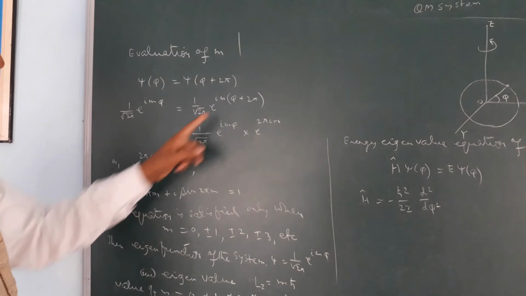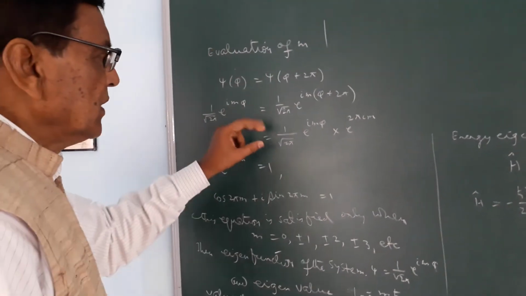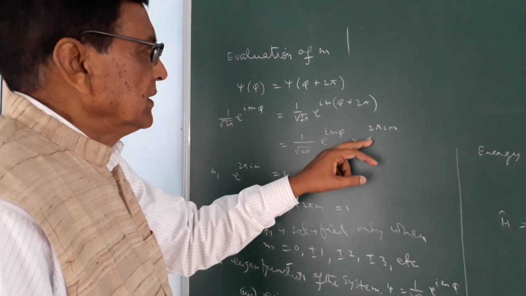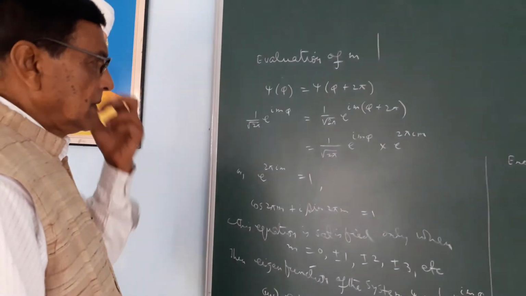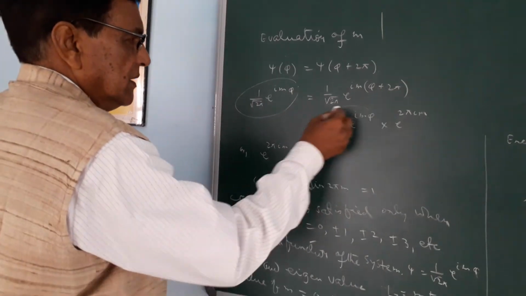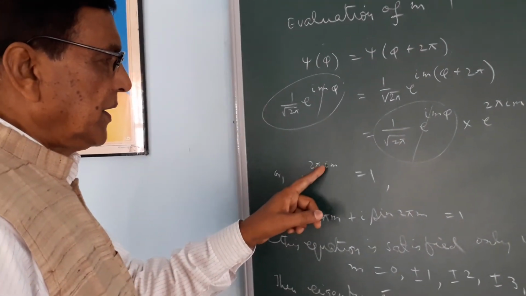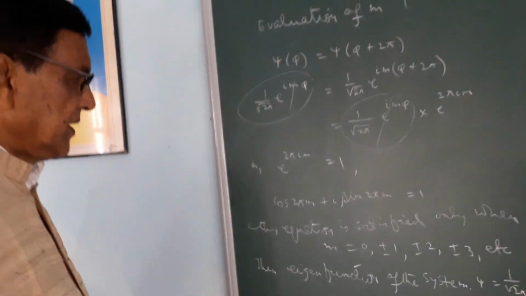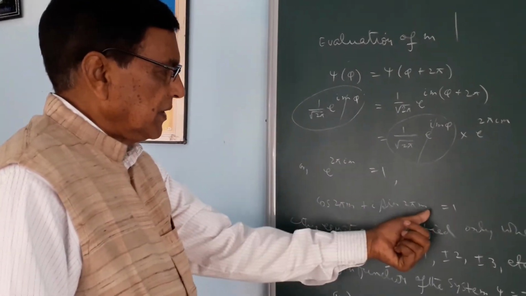So this could be written as 1 by root over 2 pi. This is the condition imposed to find out the value of m. 1 by root over 2 pi e to the power i m phi into e to the power 2 pi i m. So whenever this one and this one get cancelled, e to the power 2 pi i m equal to 1. Converting this into sine and cosine, cosine 2 pi m plus i sine 2 pi m equal to 1.